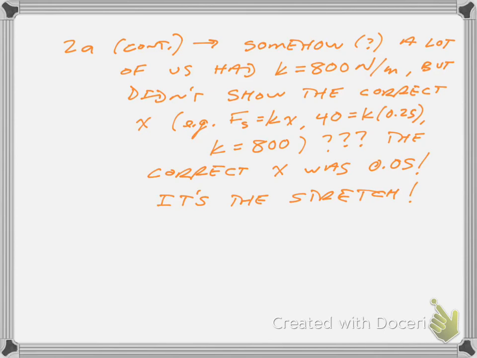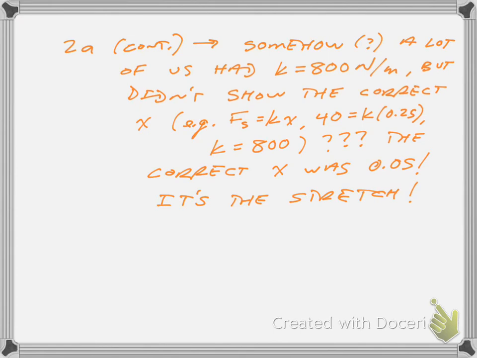Continuing on, somehow a lot of us, not just one or two, had the right spring constant but didn't show the correct stretch. For example, a lot of you said Fs equals Kx, and then you put in 40 equals K times 0.25, and then somehow K equals 800. No, by that math, you don't get that answer, right? So make sure that your work is supporting what you're saying it's supposed to be.